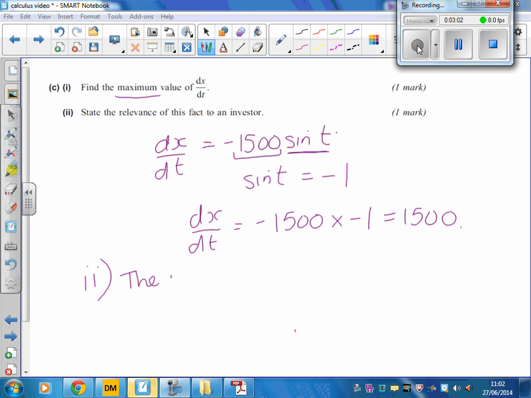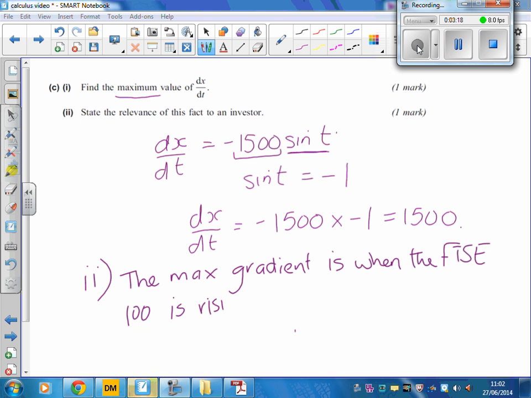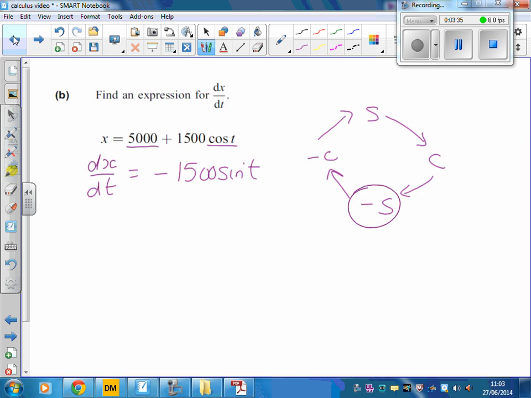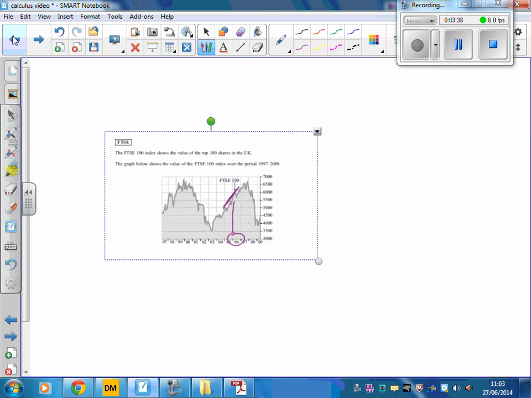And part 2 asks us to state the relevance of this. So we've just found the maximum gradient is when the FTSE 100 is rising at the fastest rate. Now, in order to know whether it's rising or falling at the fastest rate, you really need to look back at the data sheet. So if we go to the data sheet, we can see here in 2006 it's rising.